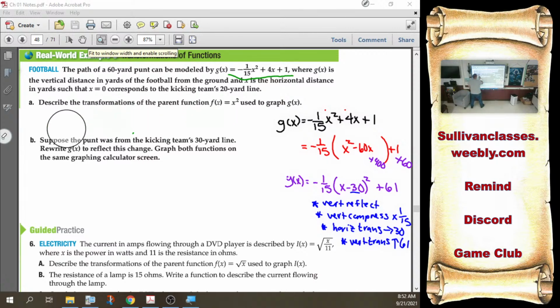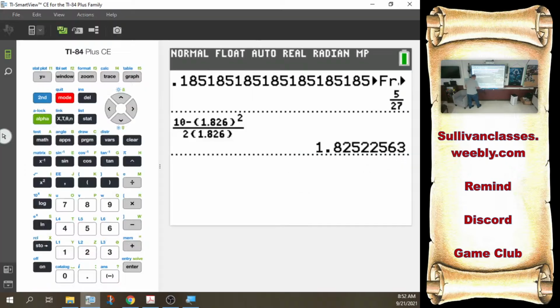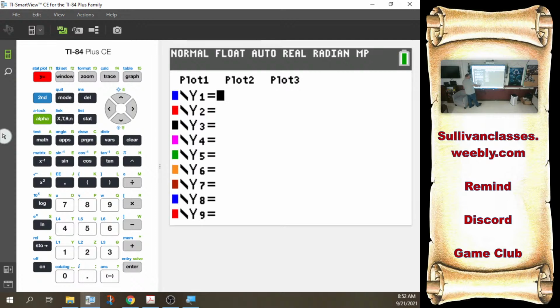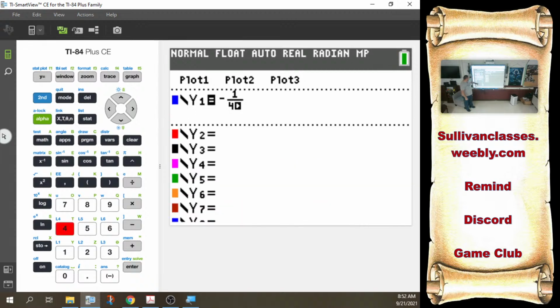All right, then I go and make you real mad. Y'all got your calculator? Negative 1/4? No, it was 15th. X squared plus 4x plus 1.